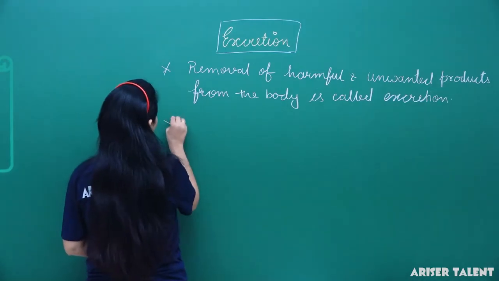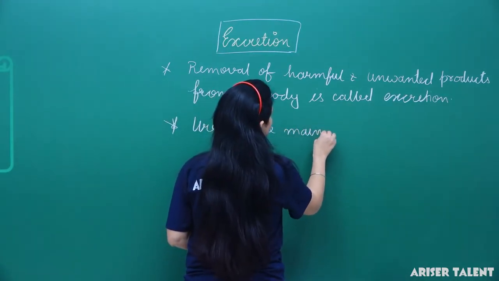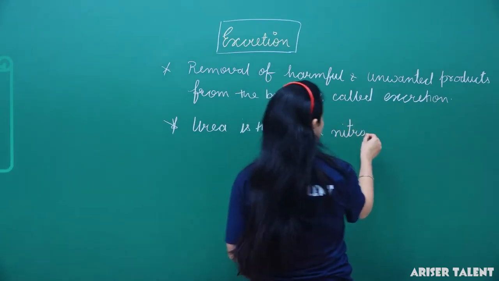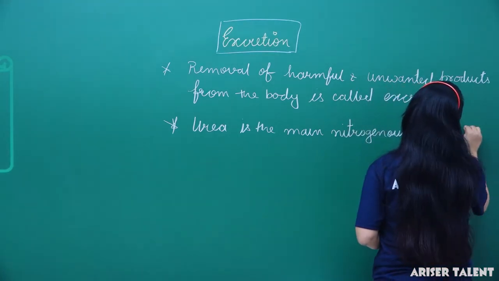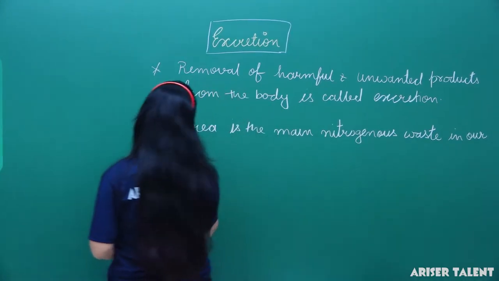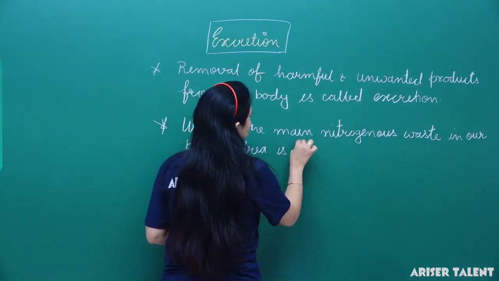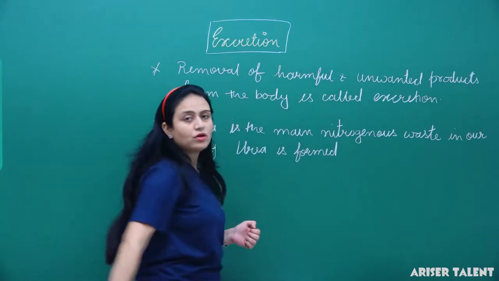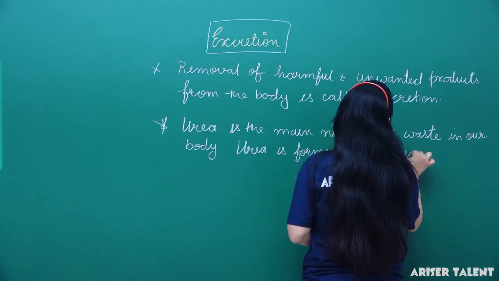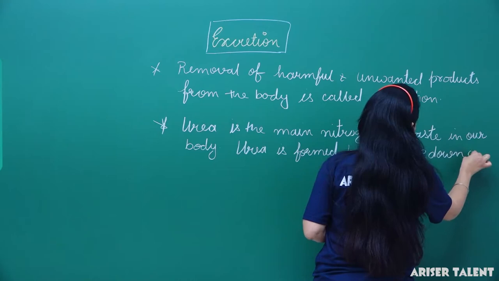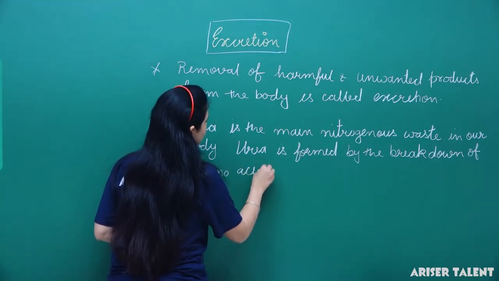Okay, so let me mention, urea is the main nitrogenous waste in our body. Urea is formed by the breakdown of amino acid and nucleic acid.